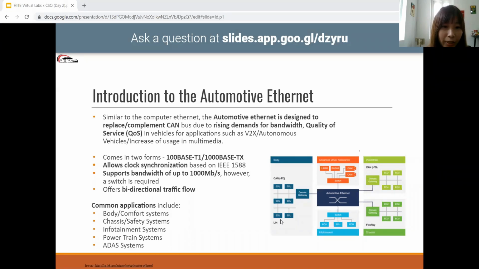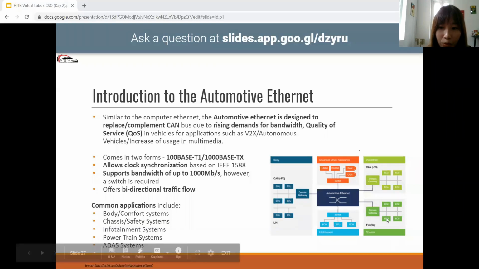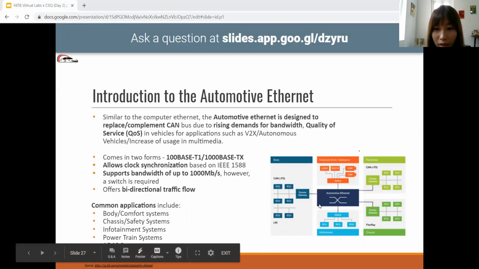And the most popular common applications include your ADAS system, your body and comfort systems, your infotainment systems, and powertrain systems. Over here, you can see that the Automotive Ethernet on the diagram is actually a linkage between CAN FD, ADAS, and different other systems.